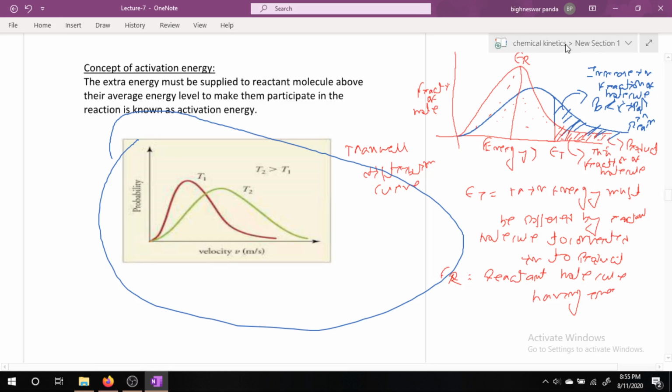In order to give the extra energy, you have to supply this much, and this energy is called activation energy. In order to take the molecules from here to here, we have to supply this extra energy, that is activation energy. So what is activation energy? The extra energy that must be supplied to reactant molecules above their average energy level to make them participate in the reaction is known as activation energy.